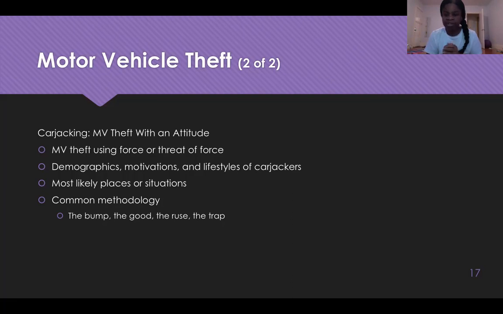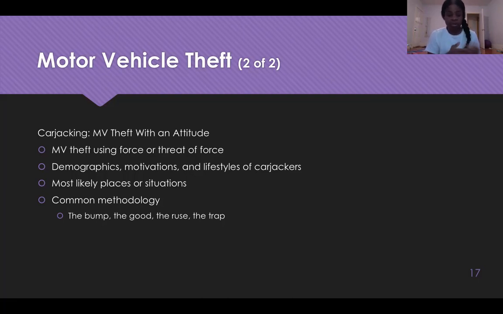Carjacking is most likely to occur in the following places and situations. So for instance, high crime areas, less traveled roads, intersections where you must be stopped, isolated areas and parking lots, residential driveways and gates, and traffic jams or congested areas.